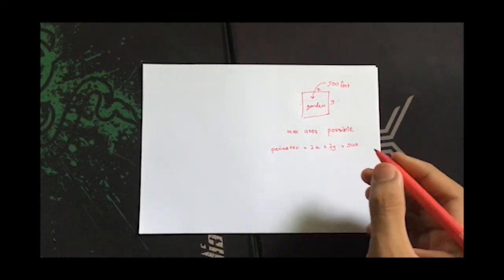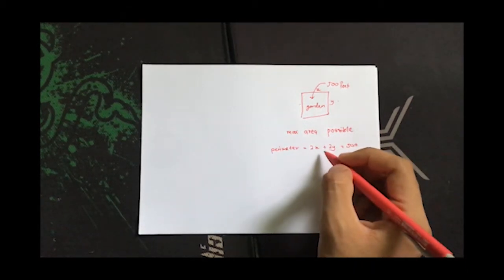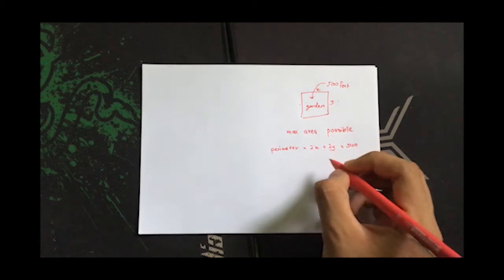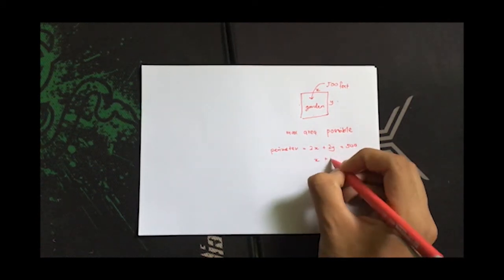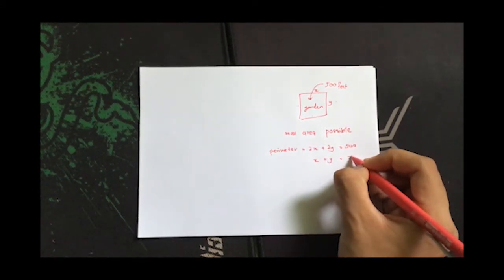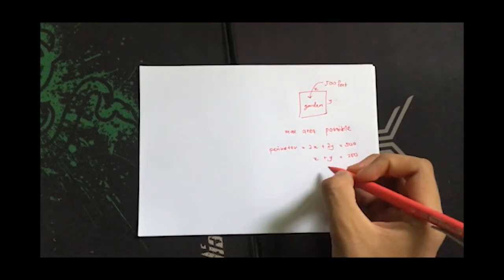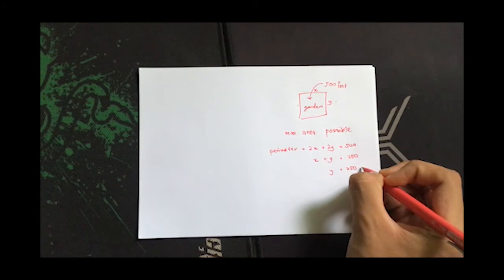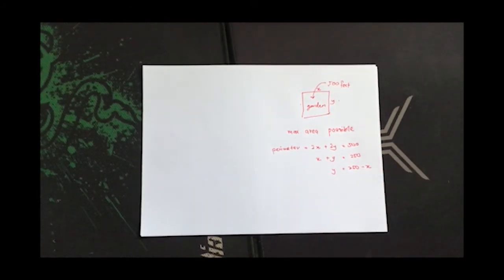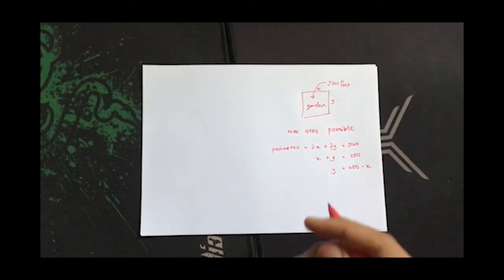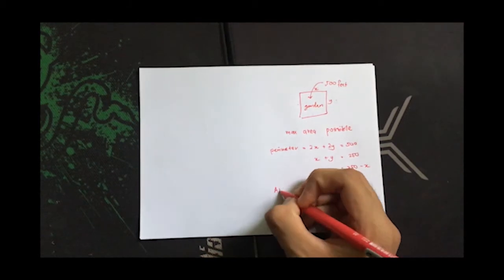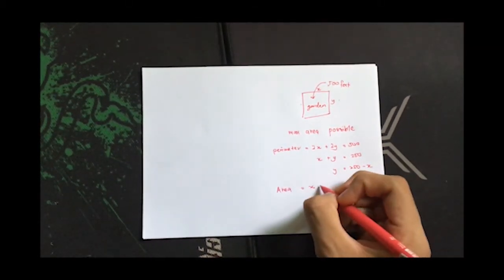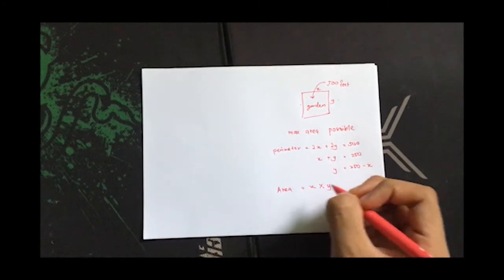Okay, so we're going to solve this. We divide by 2, so it's going to be x plus y equal to 250. We're going to solve it more: y equal to 250 minus x. Next step, we're going to use area. As you can see, area is equal to x multiplied by y.